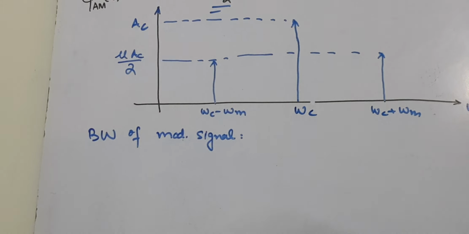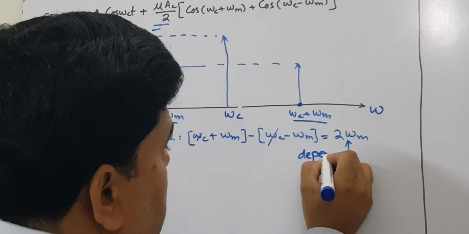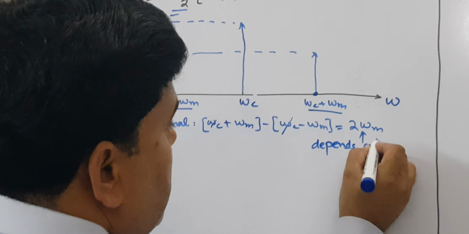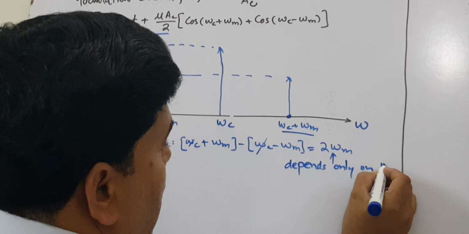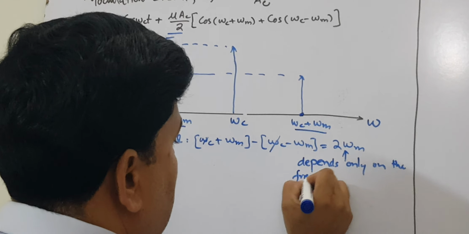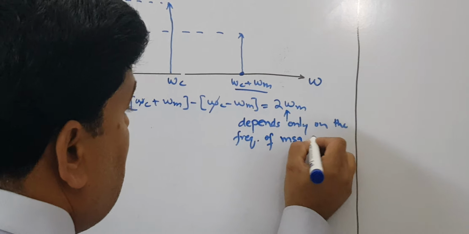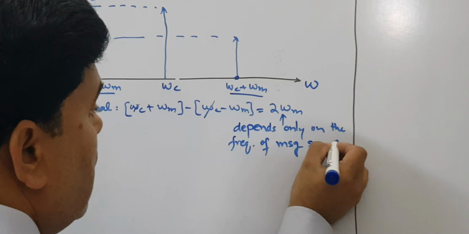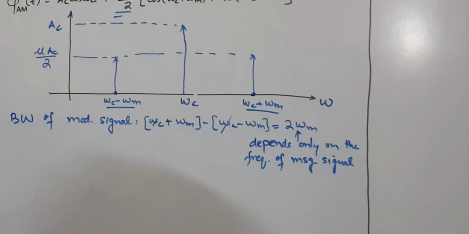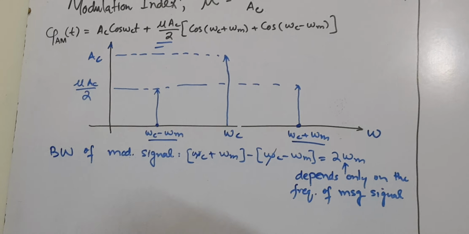From here you can see that the bandwidth of the modulated signal doesn't depend on the frequency of the carrier signal. It depends only on the frequency of the message signal. It depends only on the message signal.